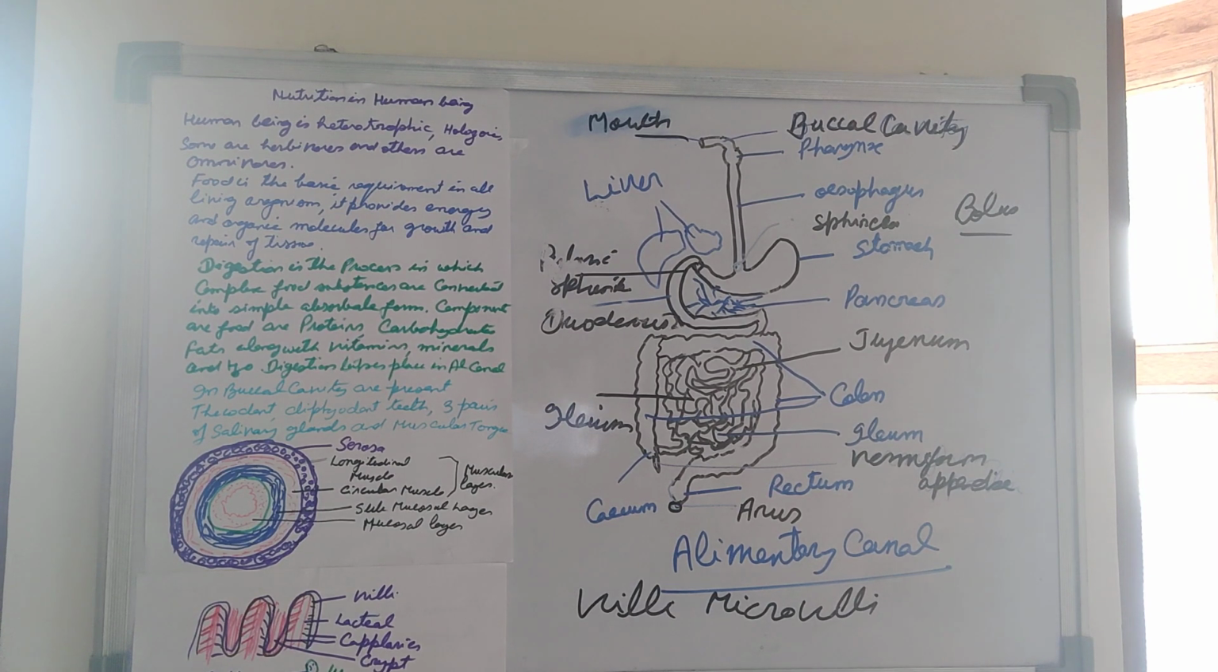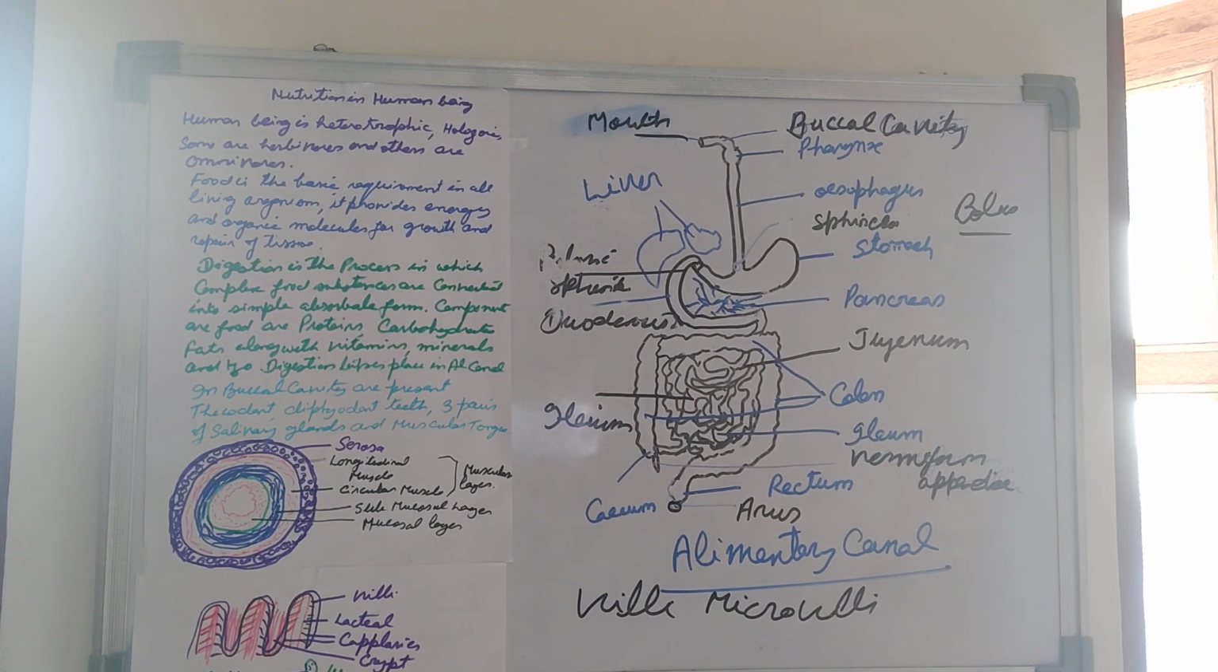The cavity here in our mouth, enclosed by the cheeks, is called the buccal cavity. In the buccal cavity, salivary glands are present. Three pairs of salivary glands are present: the parotid salivary gland, a pair of maxillary or mandibular salivary glands, and a pair of sublingual salivary glands. These salivary glands release the enzyme salivary amylase.